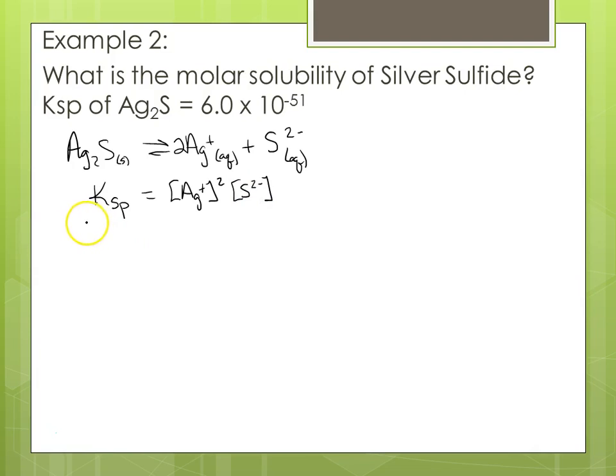And now, in this case, we have a value for KSP, 6.0 times 10 to the negative 51. And since this question is asking me to figure out what is the molar solubility, I'm trying to figure out these concentrations of these 2 particular ions. I don't know them, so I'm going to call them X. Since my silver is in a 2-to-1 ratio with my sulfide, that's going to be 2X, and of course I have to square that. My sulfur is going to be an X.